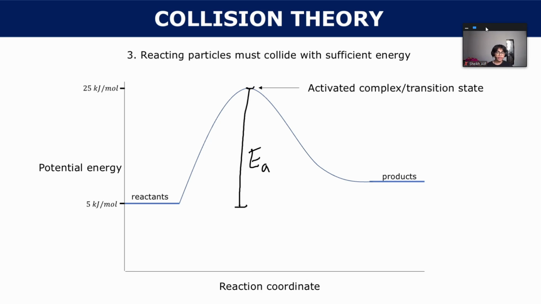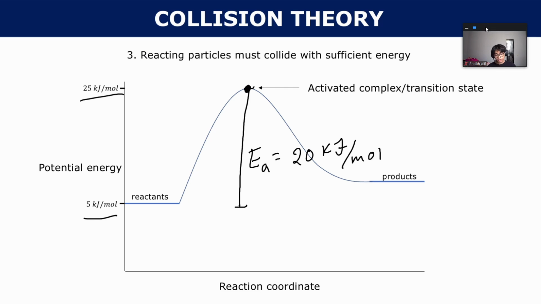And the activation energy represents how much energy the reactants must have in order to be able to go past this little bump and become products. So if they have that amount of energy or more energy, reactants can turn into products. But if they have less energy, then they are not going to turn into products. And in this case, we're told that the activated complex is at 25 kilojoules per mole, and the reactants are at 5 kilojoules per mole. So our activation energy would be 20 kilojoules per mole.